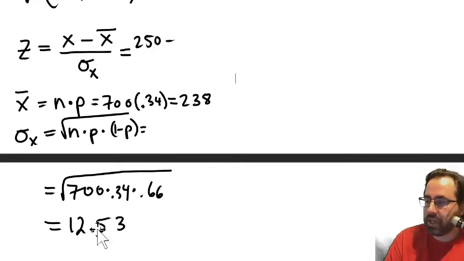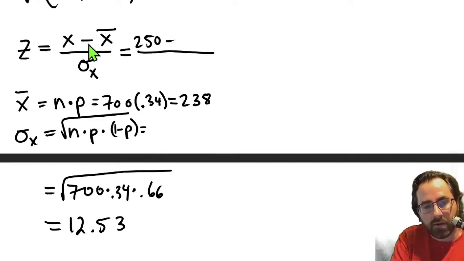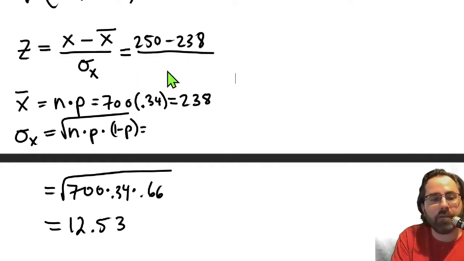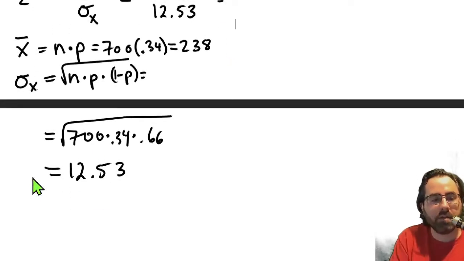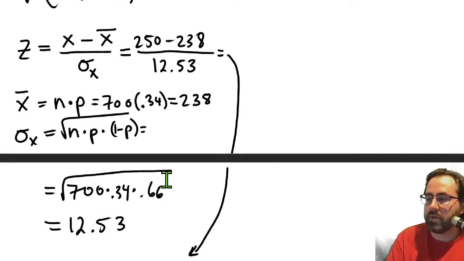So our standard deviation for our count was 12.53. And so let's go back up here and let's find our z-score for 250. So the formula is the count minus the sample mean, which is 238, divided by our standard deviation, which we just calculated to be 12.53. This ends up being 250 minus 238 over 12.53.